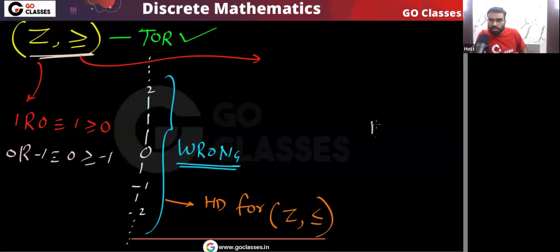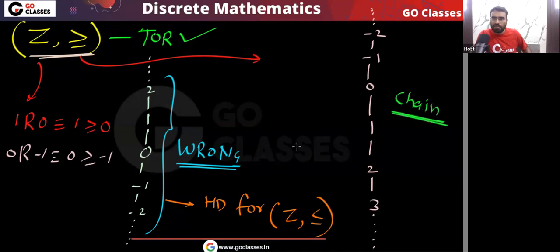So if you notice, this 1 is related to 0, 0 is related to minus 1, that is related to minus 2 and so on. You can see 2 is related to 1, 3 is related to 1 and so on. This is the correct hash diagram. Again, you are getting a chain. Okay, is this clear? This is the hash diagram for z comma greater than equal to.